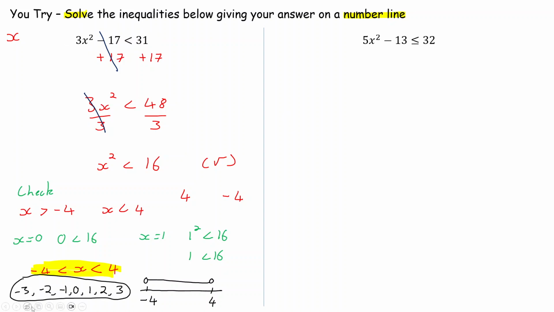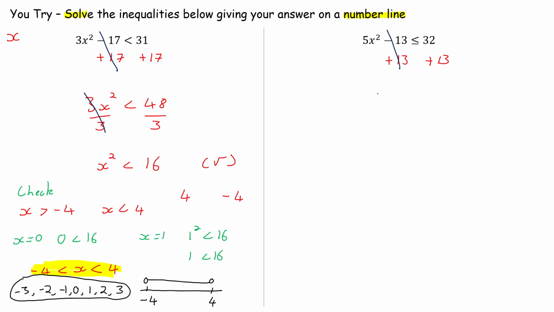Okay, good. So that's the first one. The second one, let's give it a go. So again, let's begin here by adding on 13 to both sides. That's a good place to start there. And that's good, because then what happens here? These 13s, they're going to cancel.